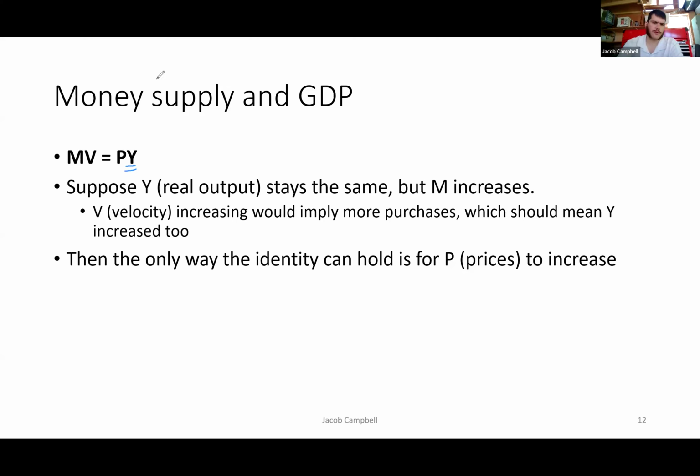I don't think I ever told you why we use Y to represent output. The reason is because on a lot of our graphs, it's going to be the vertical axis. That's the only reason. So we hold Y constant. We suppose that in this scenario, there's no extra output, there's no lower output, but we increase M. The money supply somehow expands.